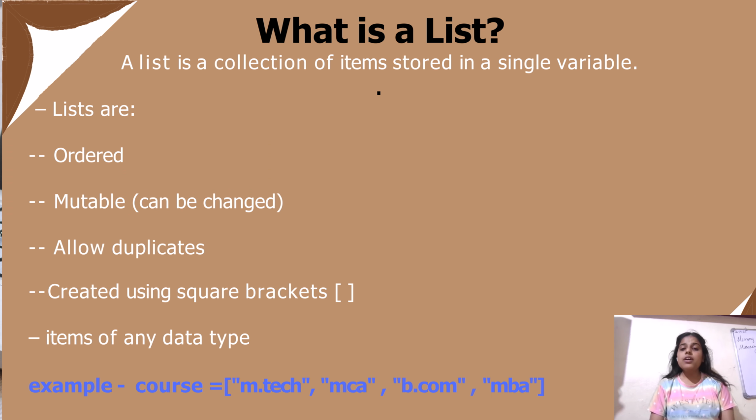Now we will move forward. First question arises, what is a list? So a list is a collection of items stored in a single variable. There are some characteristics about the list. Lists are ordered, which means the items have a definite position. They are also mutable, meaning we can change their content, and lists allow duplicates and are defined using square brackets.